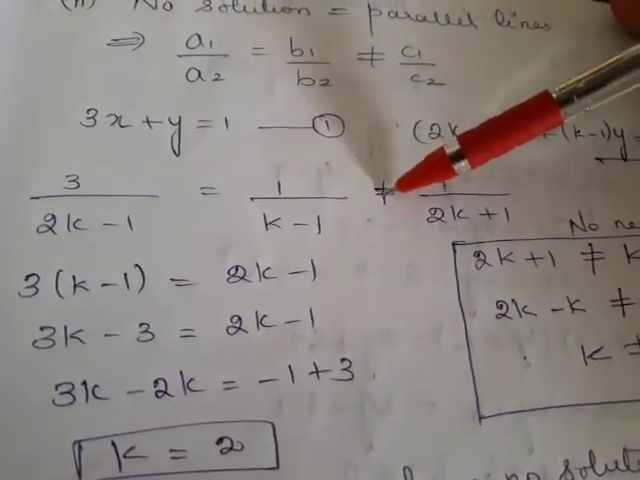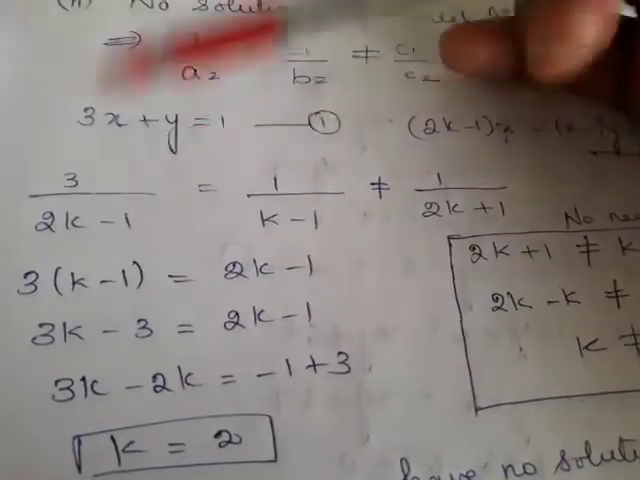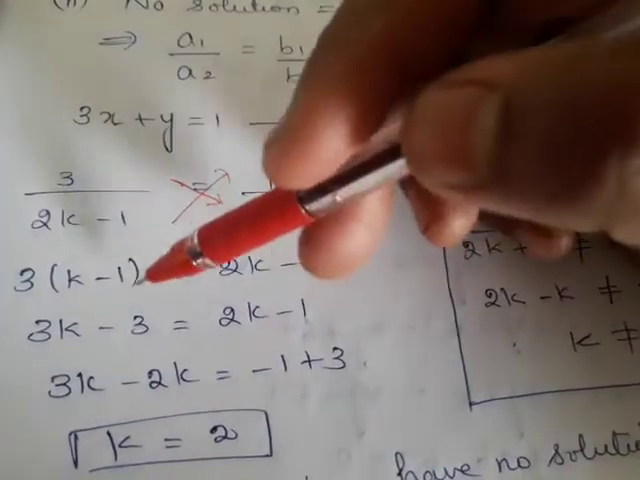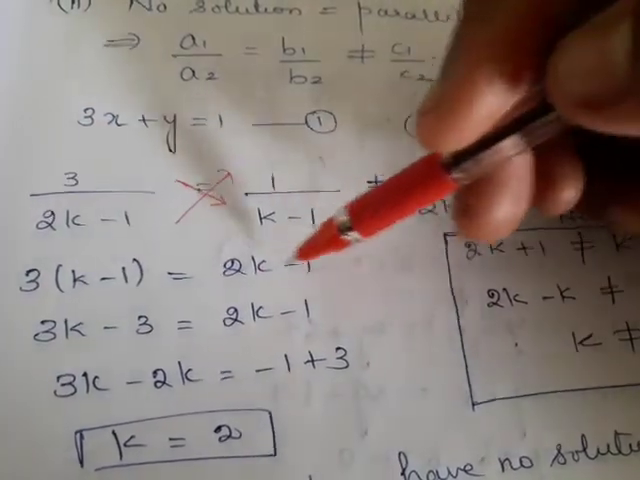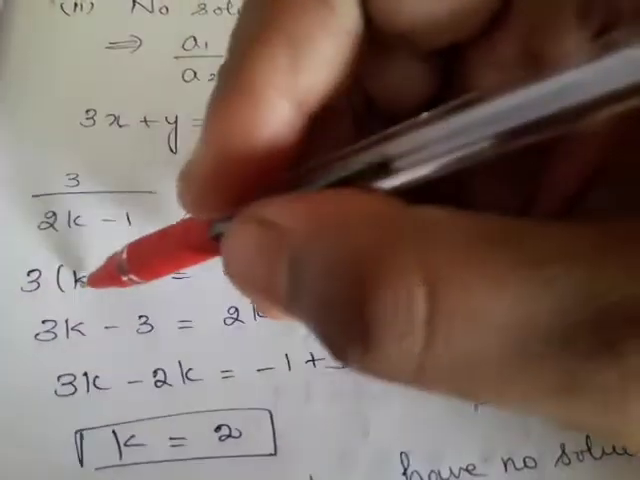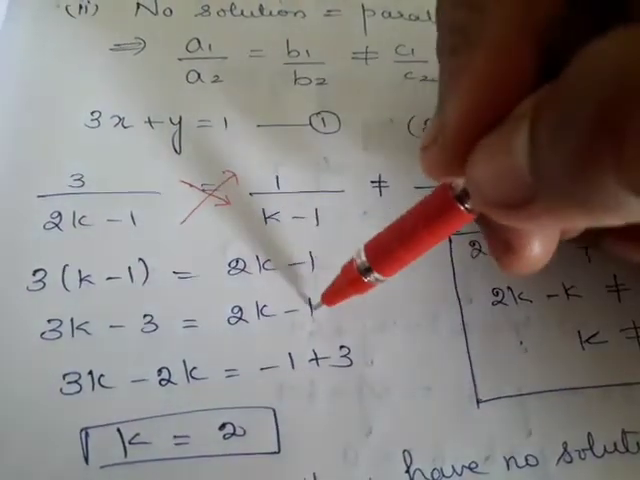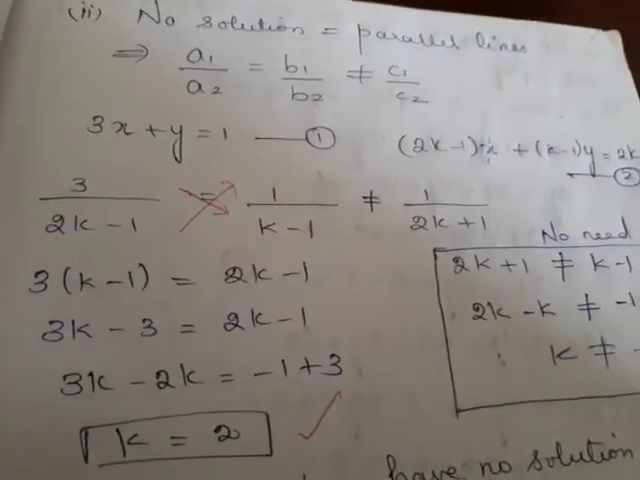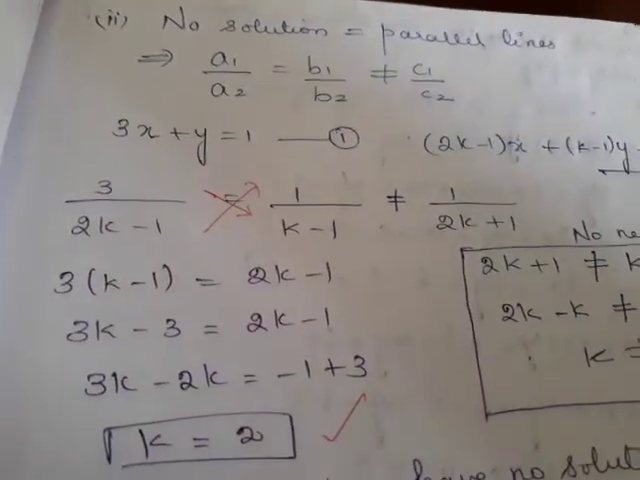Now what shall we do? This is not equal to, right? So these two are equal. So cross multiply these two. What will happen? 3 into (k minus 1) equals 1 into (2k minus 1). So 3k minus 3 equals 2k minus 1. If we solve, we get the value of k. The value of k is 2. So we arrived at the value of k.